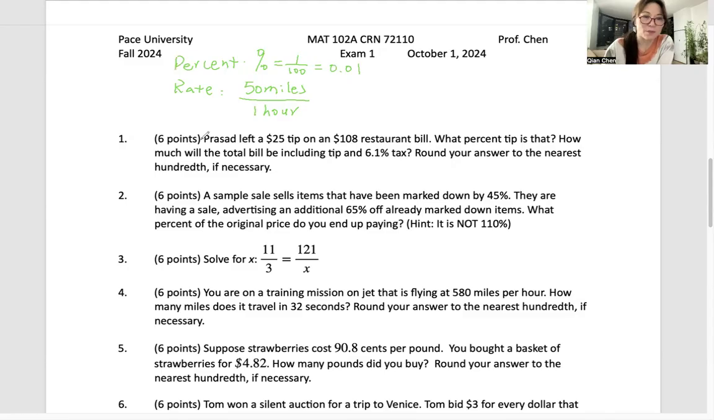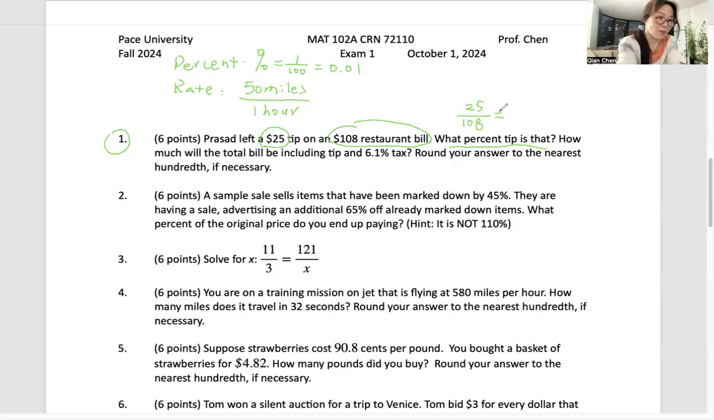Let's see the first question. The first question is saying someone left a $25 tip on a $108 restaurant bill. So the question is asking, what percent tip is that? So what do we do? We do 25 divided by 108. It says use a calculator, so I'm going to use a calculator.